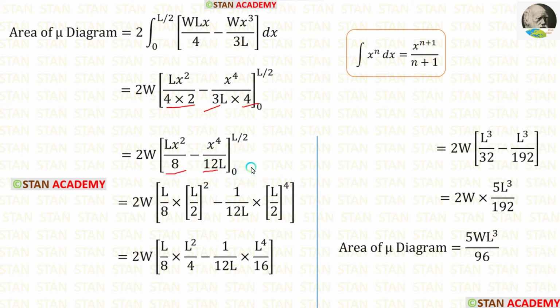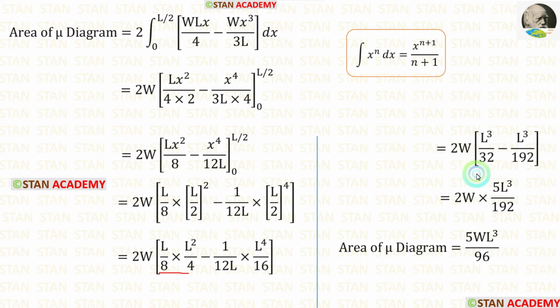Then let us apply the limits. No need to apply the lower limit 0 because the whole terms will become 0. Only apply the upper limit. Instead of x, we have to apply L upon 2. L upon 2, the whole square, we will get L square upon 4. L upon 2, the whole power 4, we will get L power 4 upon 16.